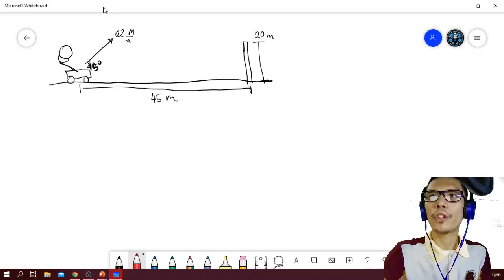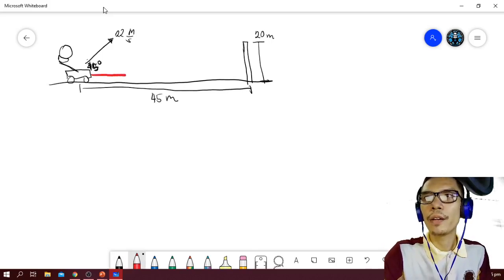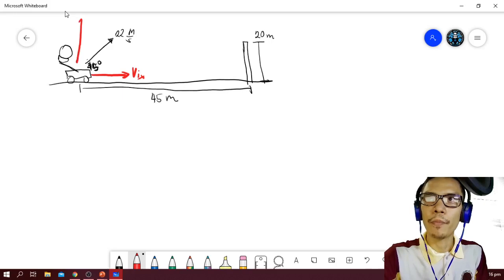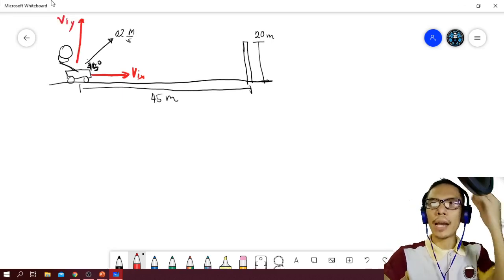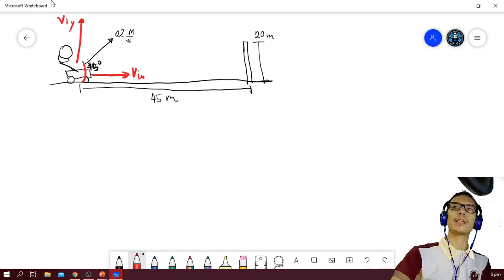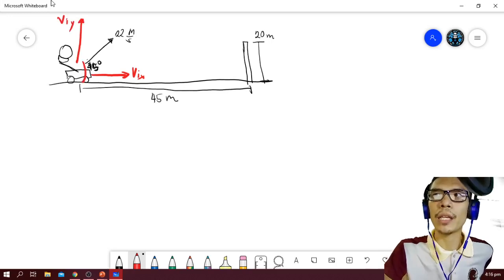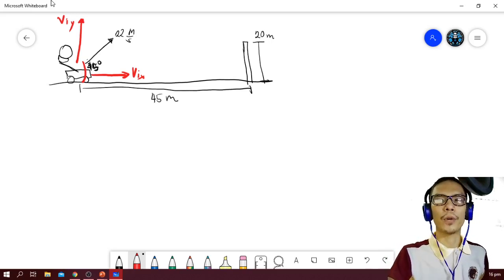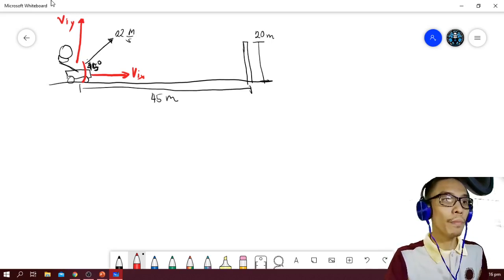Okay, now let's break down this one. So we have here the v sub ix, and the one on top, which is the v sub iy. Now the angle is 45 degrees. Now the question is, will the rock make it to the castle wall?